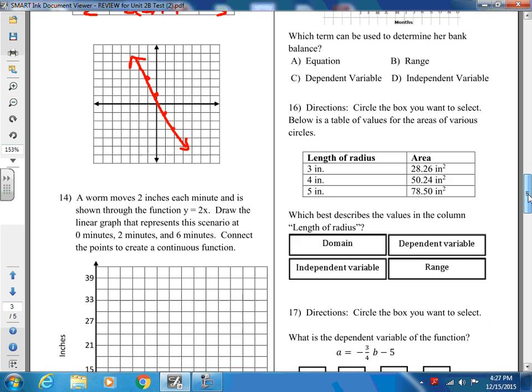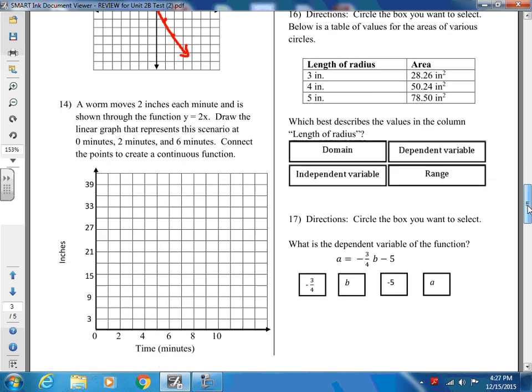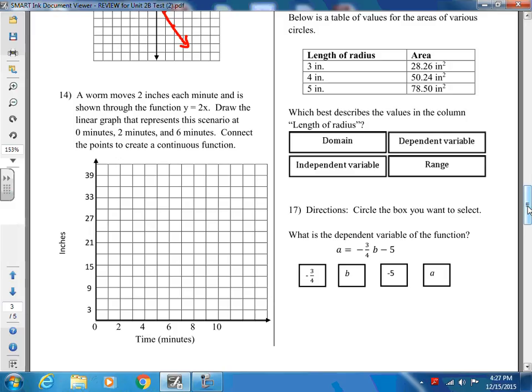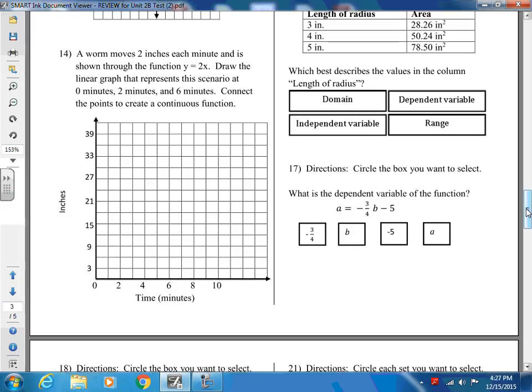All right, for number 14, a worm moves 2 inches every minute and is shown through the function y equals 2x. We're going to draw the graph that represents this scenario at 0 minutes, 2 minutes, and 6 minutes, and then connect the points to create a continuous function. When you go to do this, you have to set up your own table, okay, because it's specifically telling you that you have to figure out at 0 minutes, 2 minutes, and 6 minutes how many inches the worm is moving, right? So you're going to plug it into y equals 2x.